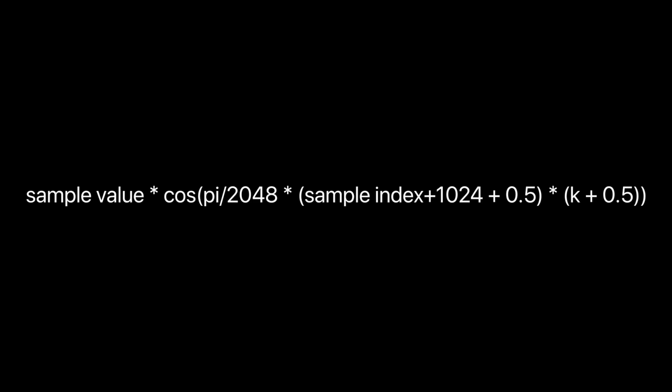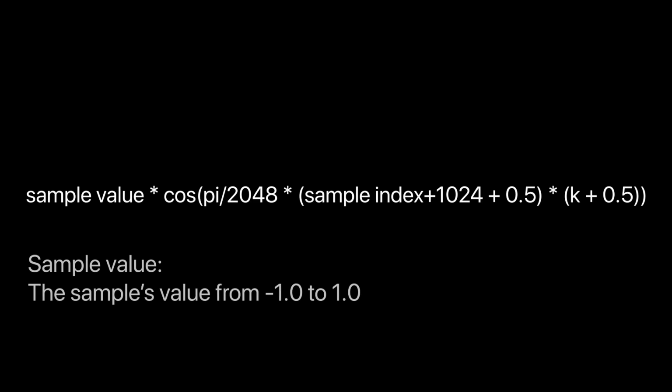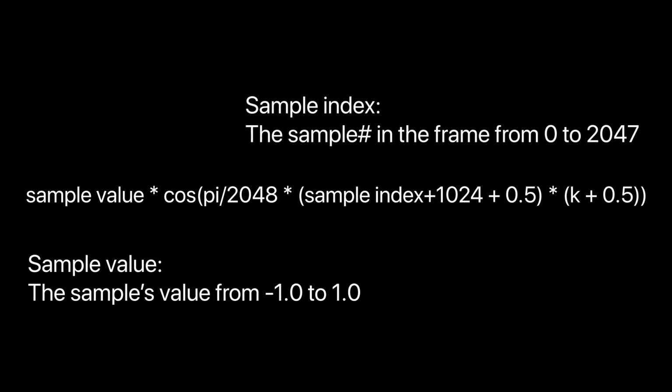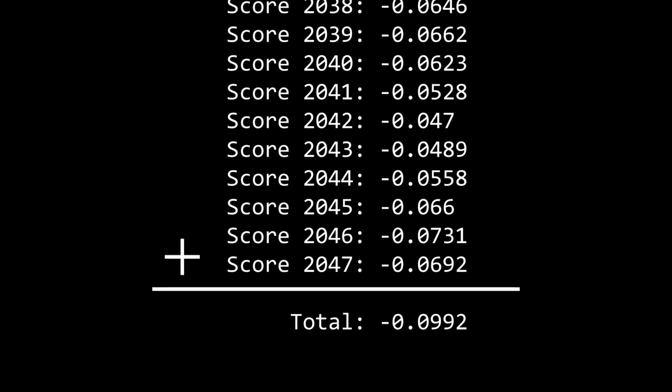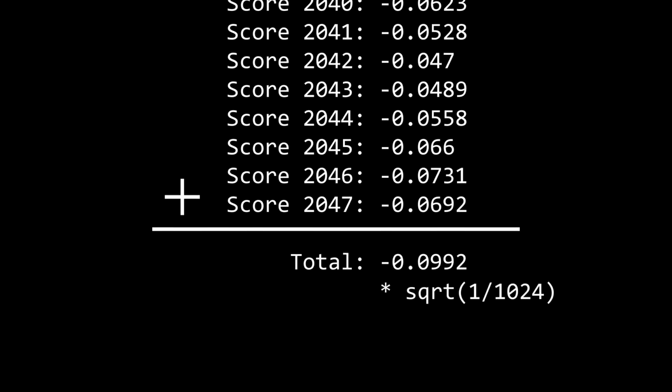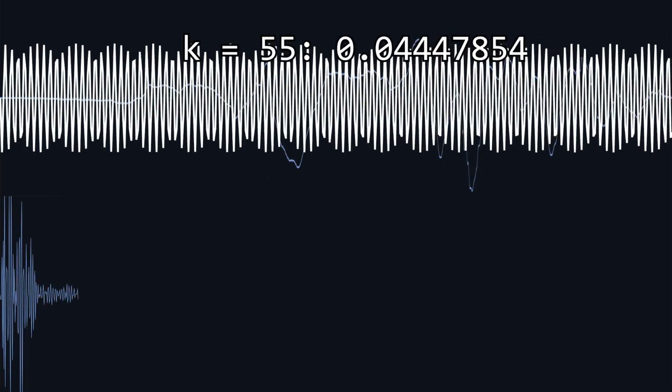This score is calculated using this formula. Sample value times cosine of pi/2048 times (sample index plus 1024 plus 0.5) times (k plus 0.5). Then add up all the scores and multiply by the square root of 1/1024. We do this for all of the k values.